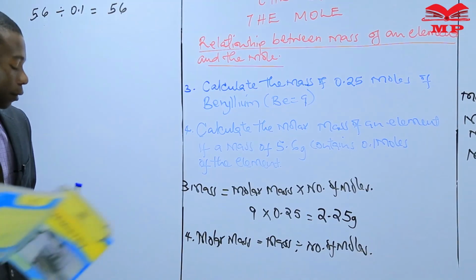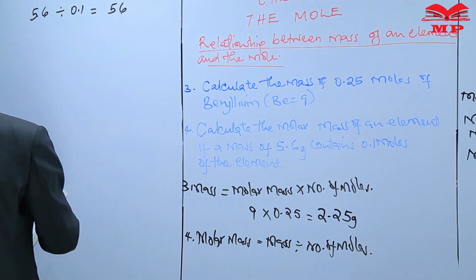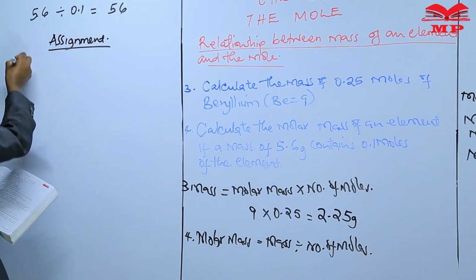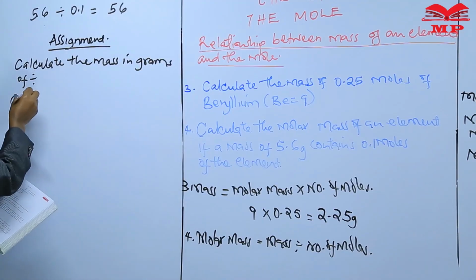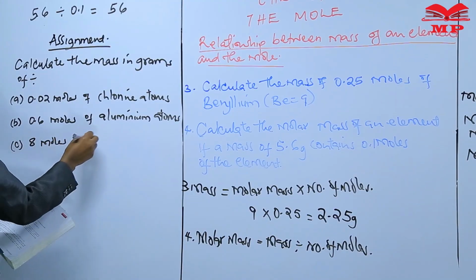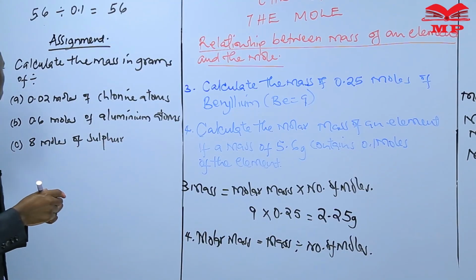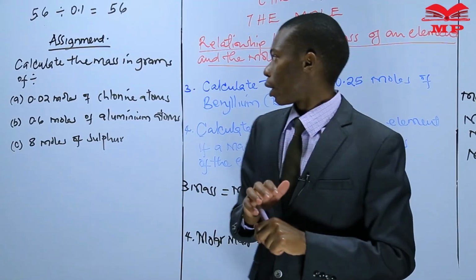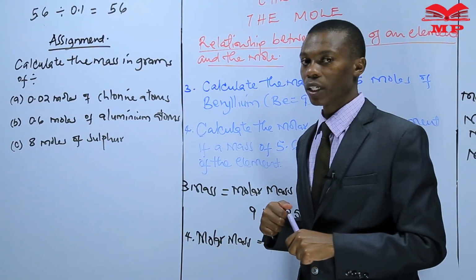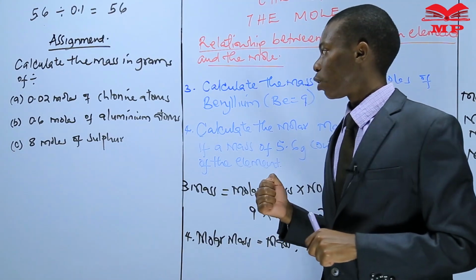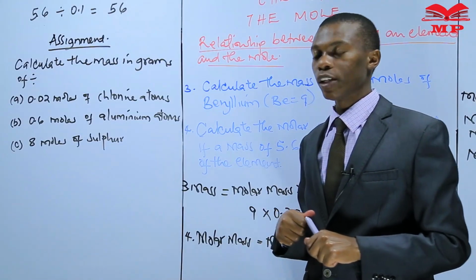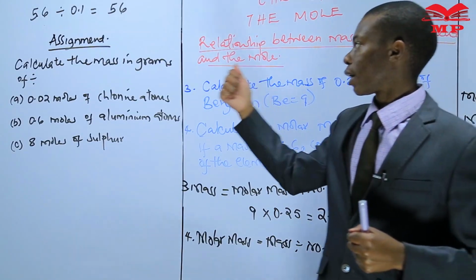And the questions are: there are those three, just one question. Calculate the mass in grams of A, 0.02 moles of chlorine atoms, B, 0.6 moles of aluminum atoms, and C, 8 moles of sulfur. Therefore, calculate the mass.